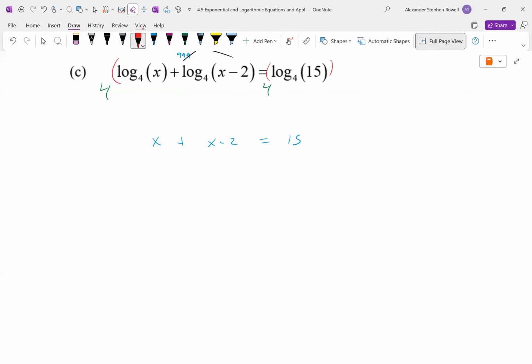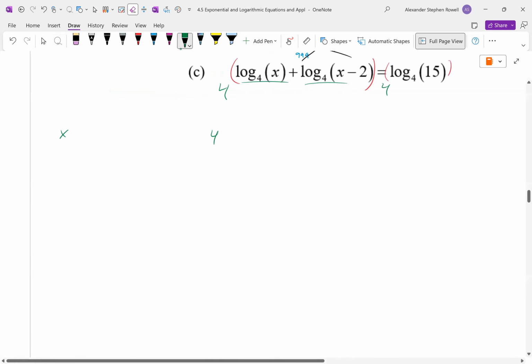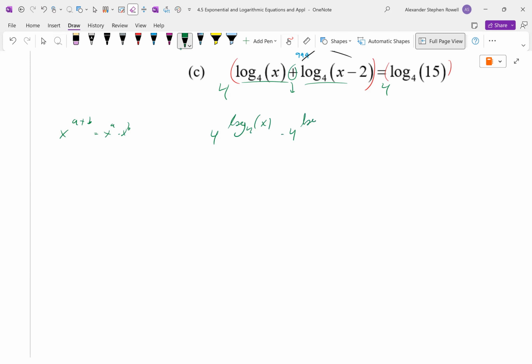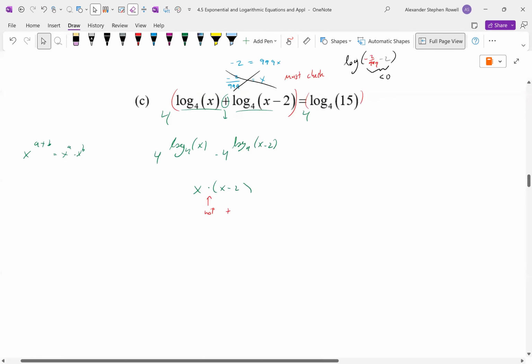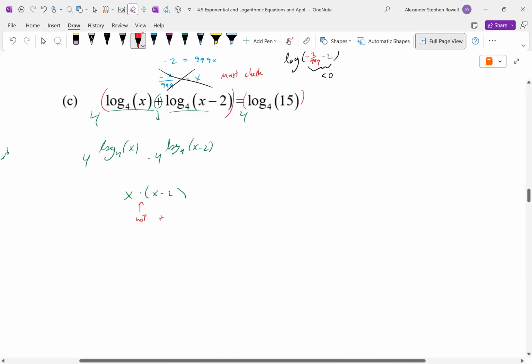You'd have to do 4 to the power of this side completely, which is your rule of exponents. x to the power of a plus b is equal to x to the power of a times x to the power of b. So this plus becomes a times. Log base 4 of x times 4 to the log base 4 of x minus 2. So it ends up being x times x minus 2, not a plus. Times, not addition. Okay, so I'm just pointing that out as a common error.